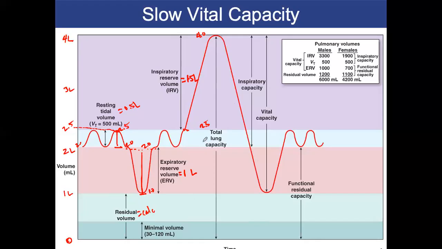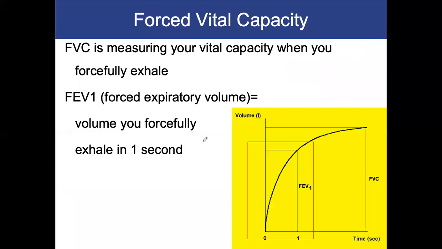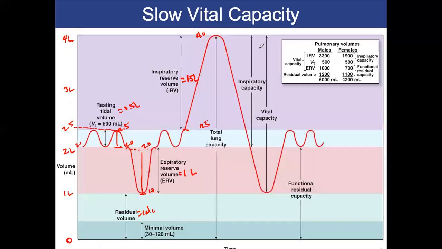Okay, so this is slow vital capacity. Forced vital capacity is a little bit different. So it's still measuring vital capacity. So this should still be the same predicted vital capacity. Let's back up a second. So this vital capacity is, let's say, 1.5 plus 0.5 plus 1. So that gives us 3, okay? And this is really low, that's fine. So that gives us 3 liters.